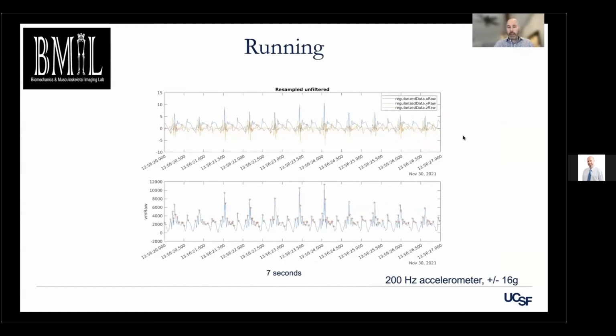So somewhere around 2.5 Gs during walking is what we're seeing. During running, you can see the activity here. Again, this is about 7 seconds, 200 hertz accelerometer plus minus 16 Gs, and the resultant vector magnitude at the bottom. You can see we got some peaks in the 10, 11 G range.